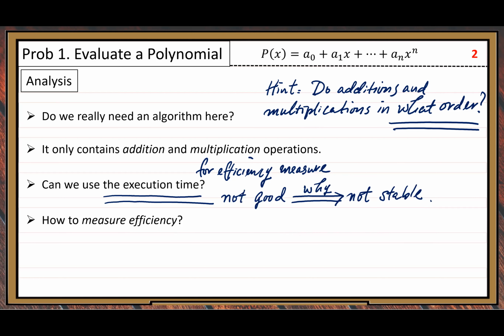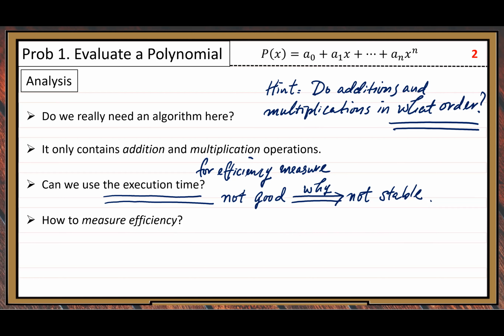What do you mean not stable? Because different people use different computers, right? Some people may have a lot of computing power, like Google, Facebook, those giants. They have a lot of computing resources, so they can reduce the execution time big time. But ordinary people do not have that much computing power. We just use our PC. So it's not fair to use execution time for comparison. Here I say not stable because for different computer resources, the answer will be different.